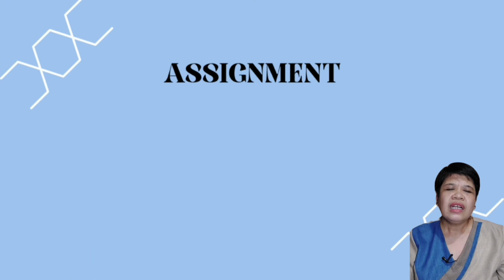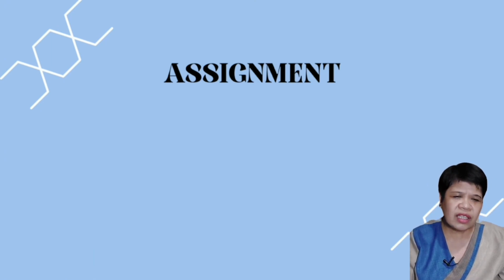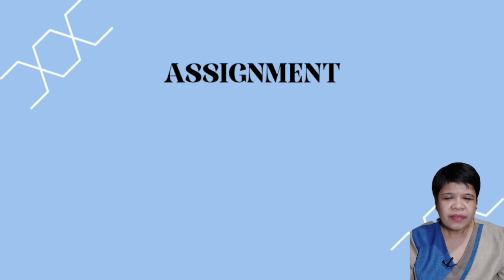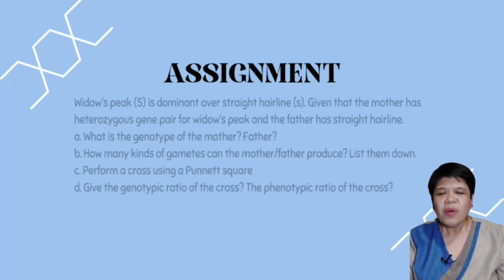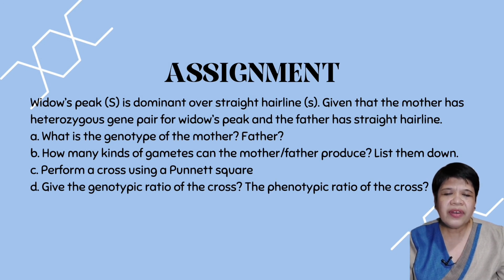Now, kindly copy your assignment. Okay, kindly read. What is the problem? Okay, widow's peak, which is represented by capital letter S, is dominant over straight hairline, small letter s. Given that the mother has heterozygous gene pair for widow's peak and the father has a straight hairline, what is the genotype of the mother?